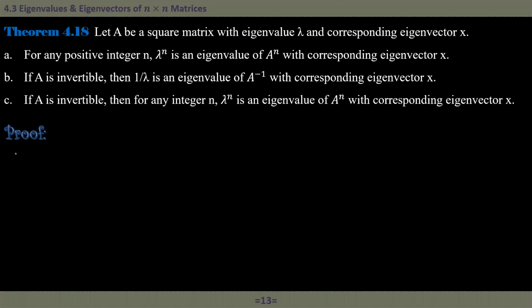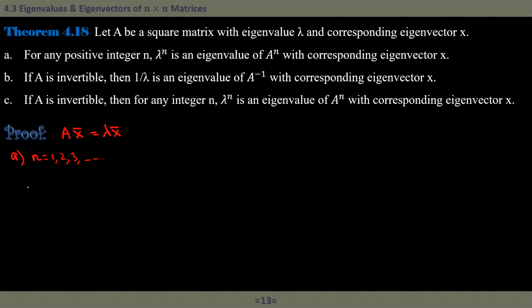Okay, let's start with the first one. Here, we will make use of the mathematical induction method to prove this. It says for any positive integer n, so n is 1, 2, 3, and so on. It's also given that we have a square matrix with eigenvalue lambda and corresponding eigenvector x. So we are talking about the equation A times x equals lambda x. We know this A, and we know this lambda.